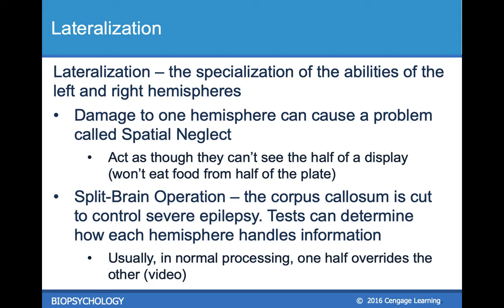So let's say you have them look at, you're going to see this in the video, a little X in the middle of the screen that they have to look at, and then you show them something on the right side of the screen very quickly. Because we're contralaterally organized, the left side of the brain is what's seeing it. Then they'll ask them to write down what they saw, and they can write it down with their right hand.